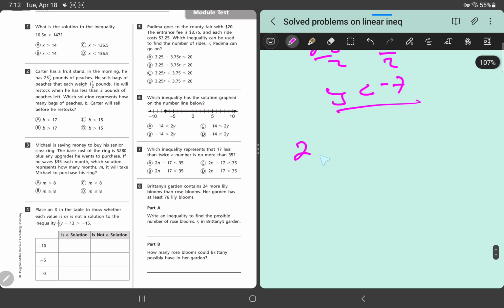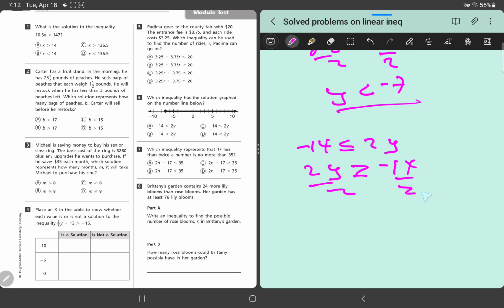Then on C, what we have is minus 14 less than or equal to 2y. This means 2y is greater than or equal to minus 14, divided by 2 on both sides. So your y is greater than or equal to minus 7. So that is the equation. I mean, this is the proper equation for that graph.